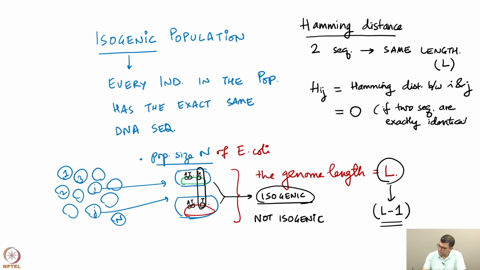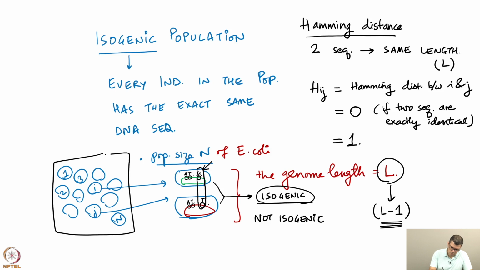And in the second scenario that we discussed, where the two sequences were identical at L minus 1 positions, but they differed from each other at this one position, then Hamming distance is equal to 1. So, when we say that we have an isogenic population, what we mean is that if we take any two individuals in this population out of these n, Hij between those individuals is 0. Their DNA is exactly the same.